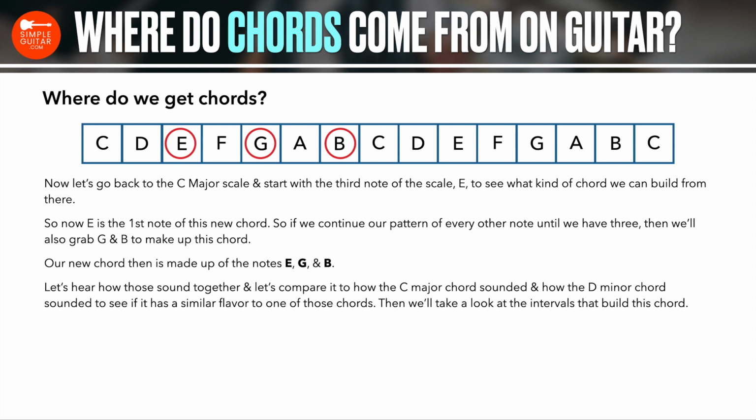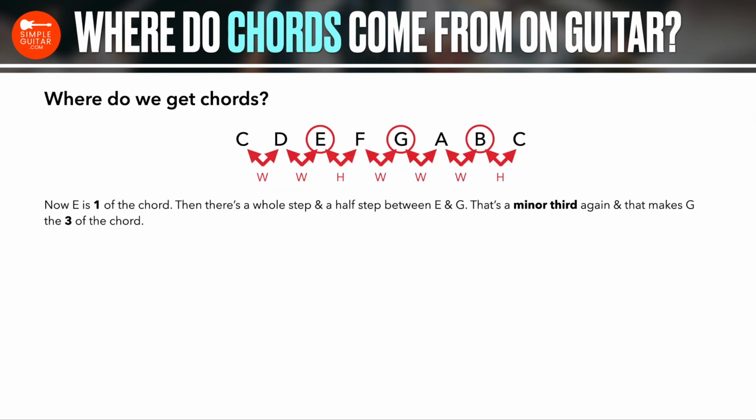So here's our C major right here. Here's the D minor that we just built. Now here's E, G, and B. Does it sound similar? Does it have a similar flavor to that C major or the D minor, right? Or is it totally different? So let's look at the intervals now.